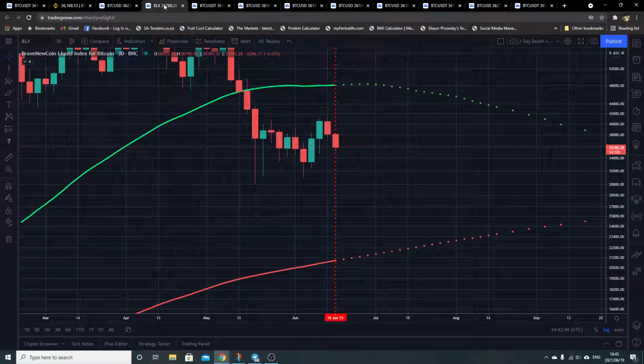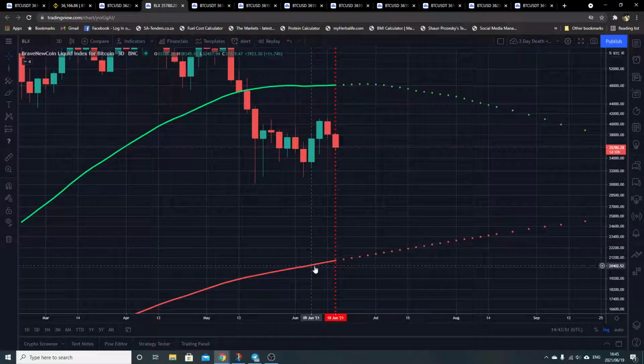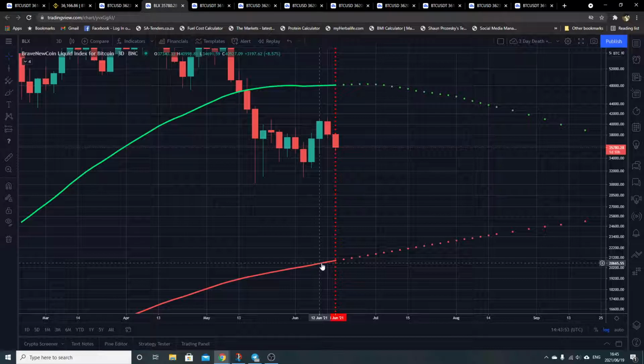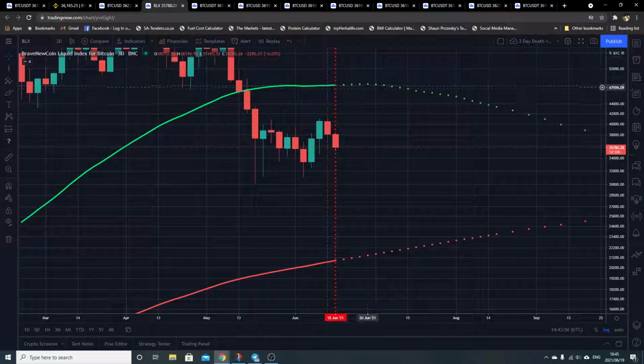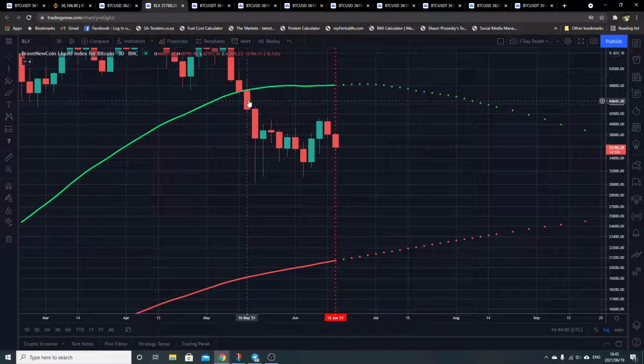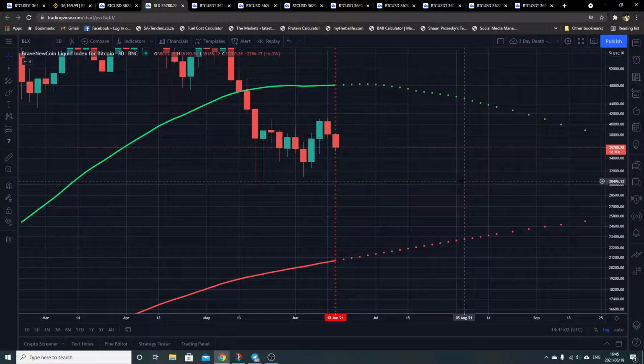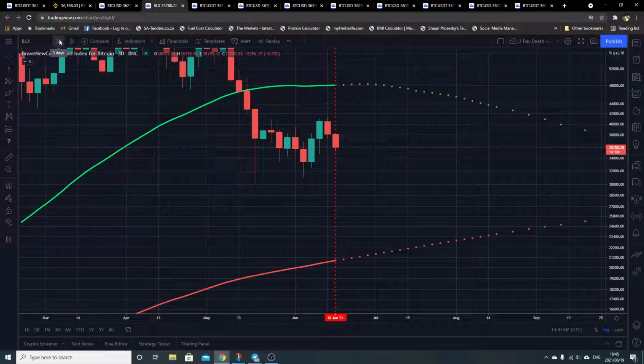Then our next chart. I like this chart as well. This is also the death cross, 50 moving average on the 200-day moving average. I've just plotted where I'm going to see these eventually meet, if they do cross. This is on a 3-day chart, guys, on the Brave New Coin Liquid Index for Bitcoin, on the BLX chart. The reason why I do this is because it's live.